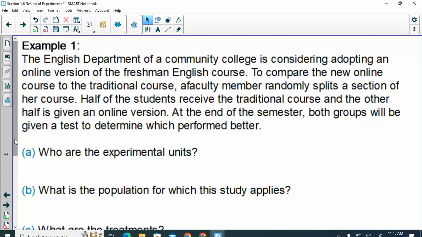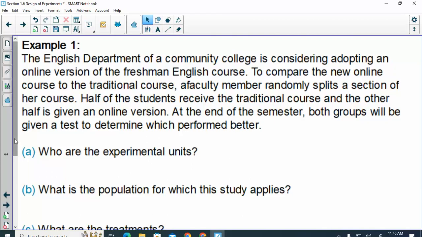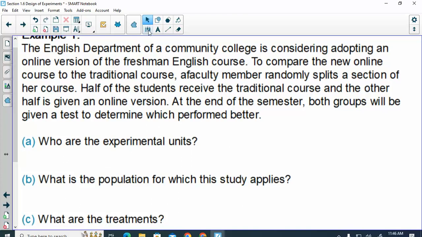So the English department of a community college is considering adopting an online version of the freshman English course. To compare the new online course to the traditional course, a faculty member randomly splits a section of her course. Half of the students receive the traditional and the other half get online. At the end of the semester, both groups will be given a test to determine who performed better. So, who are the experimental units in this? Students in the class.